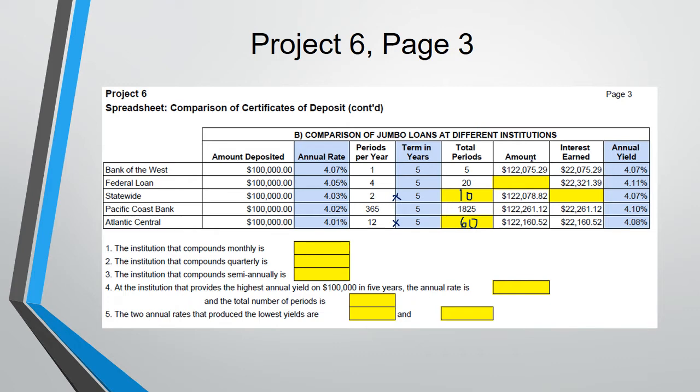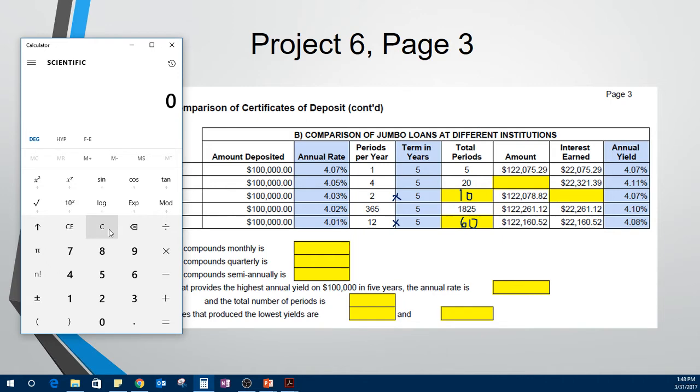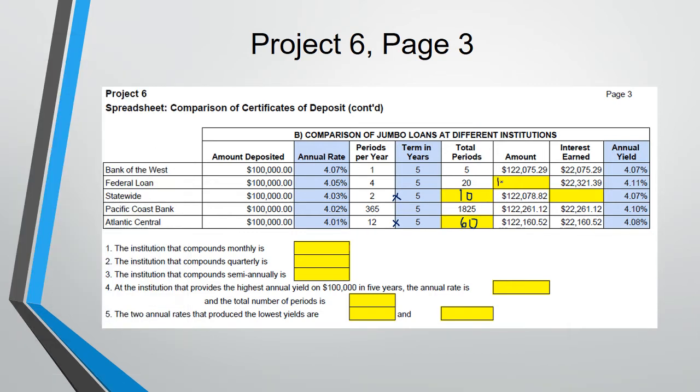To find the amount, what we want to do is add the amount deposited to the interest earned. So we're going to start off with 100,000 plus interest earned of $22,321.39. So we're going to type in $122,321.39. So that is how we find the amount.